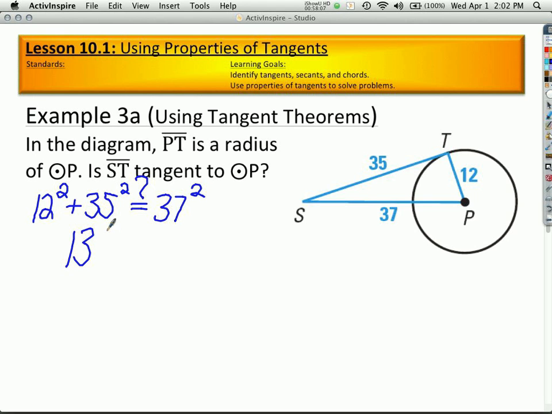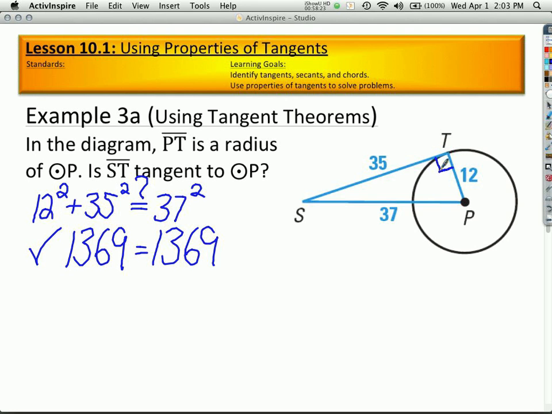1,369? Is that right? I don't know, I don't remember. I'm hoping you're right. So this works out to be equal. So that proves by the converse of the Pythagorean theorem that this is a right triangle.